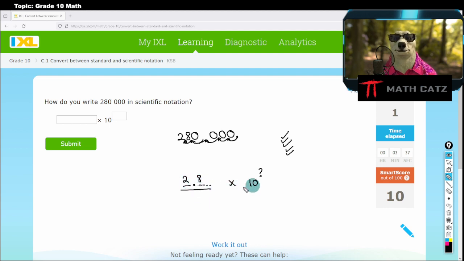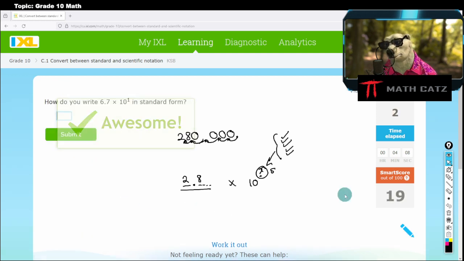So it'll be 2.8 times, what is this? Well, 1, 2, 3, 4, 5. So let's write that nicely, and that'll give us back our number exactly. So, not 8, 9, just 2.8 times 10 to the power of 5. That'll give us back and move the decimal point, of course, to the right to create the original number again. Awesome.